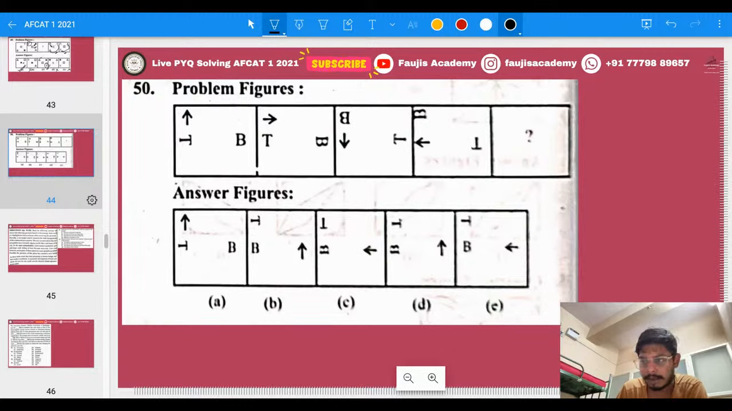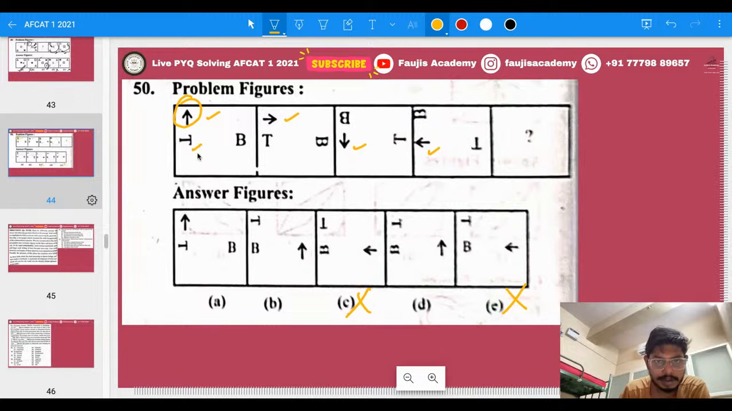What do you think about this 50? What do you guys think about this one? Look at the sign of arrow alone. Is it moving clockwise 90 degrees? Clockwise 90 degrees. So now we will have it in the upwards direction. That means C and E cannot be the answer, isn't it?